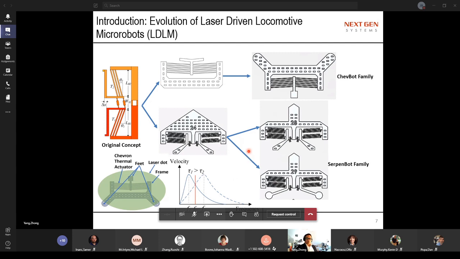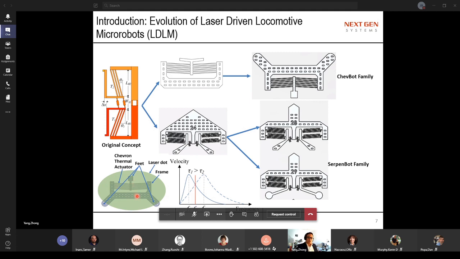So our research team has designed different types of microrobots. Here is one we designed. It is called the laser-driven locomotive microrobot. As we said, this is a type of microrobot that harvests energy from a laser beam. When the laser beam, these green things, shines on the structure of this microrobot, it heats up the microrobot.